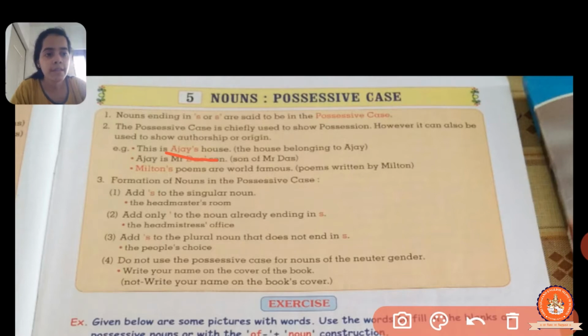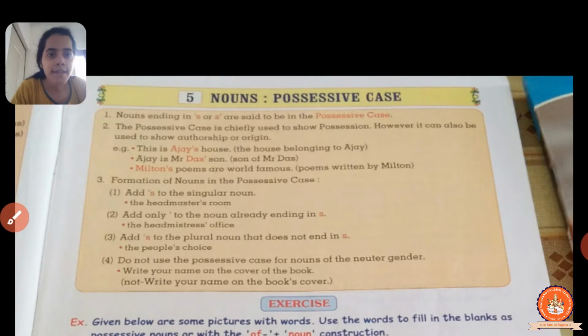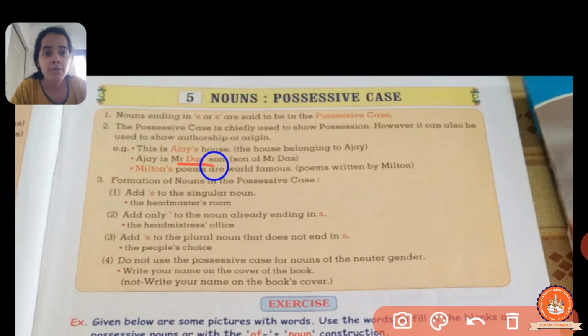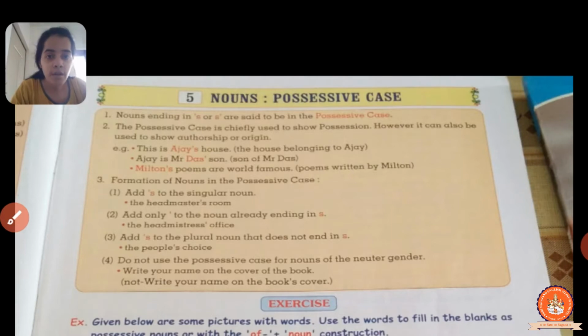In the same way we will see the second one. Ajay is Mr. Das' son. Who is Ajay? He is the son of Mr. Das. So Ajay is a noun, Mr. Das is a noun, and son is also a noun. But here, after Das, they have just put the apostrophe sign at the end of Das. There are some nouns in which the s is already there, so we don't put another s; we just put the apostrophe sign to show the possessive case. So Das' is the possessive case.